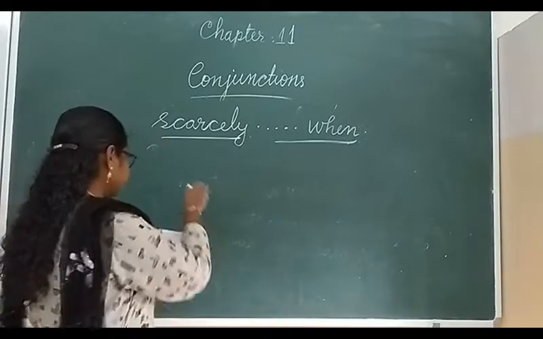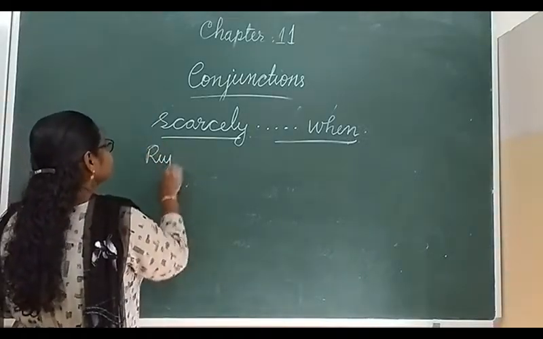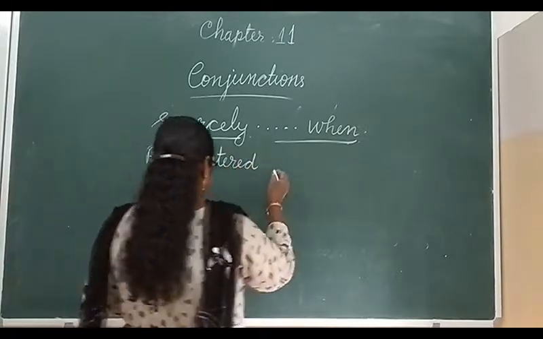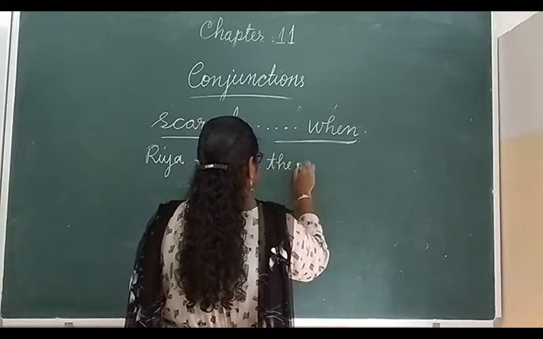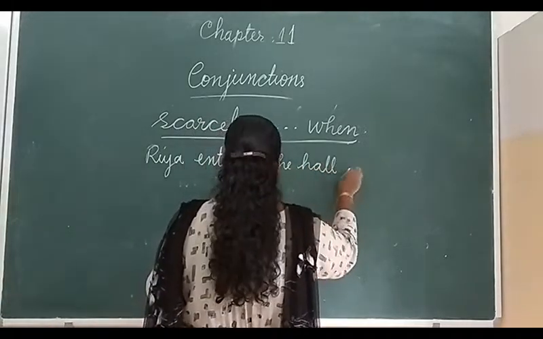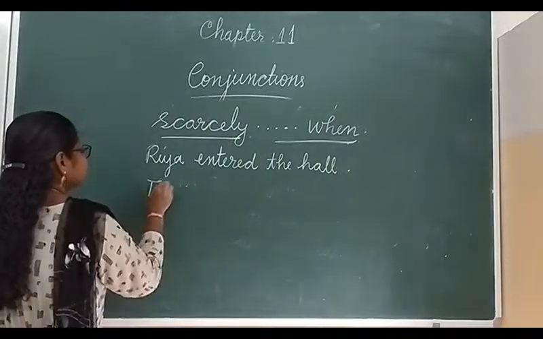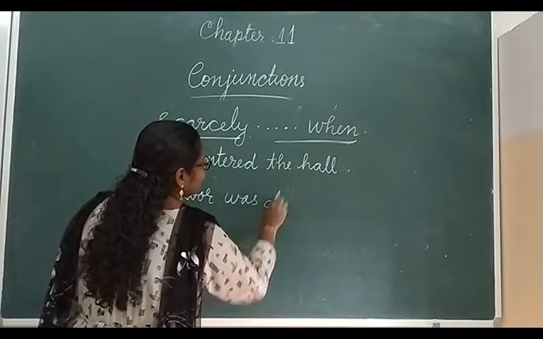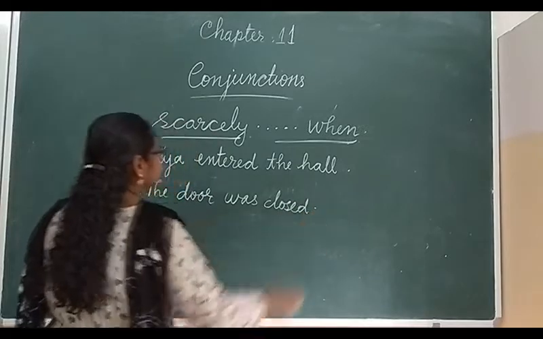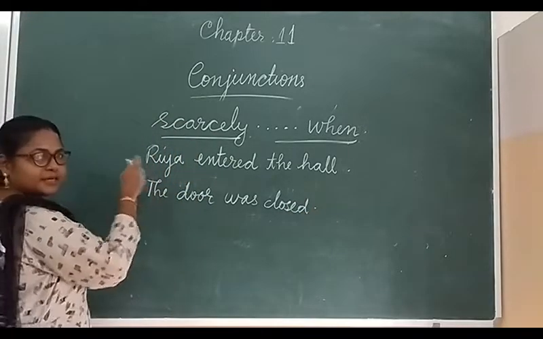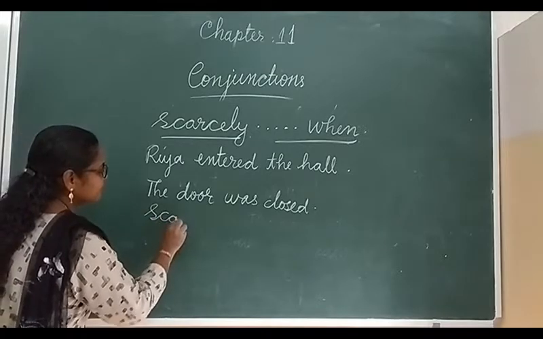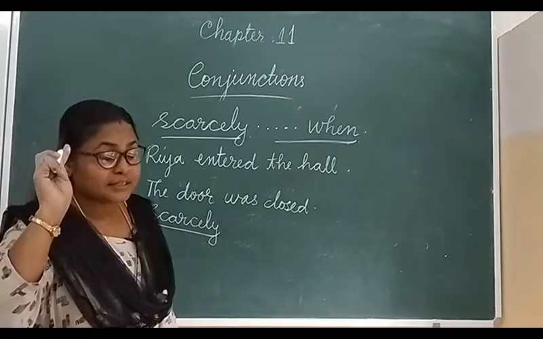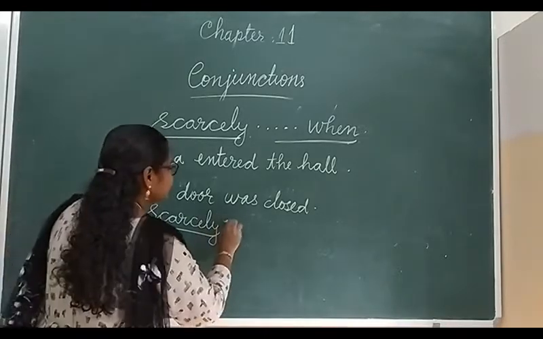Okay. First sentence: Ria entered the hall. Second sentence: the door was closed. Here we start with scarcely. Scarcely, then put that helping verb, had. Scarcely had.